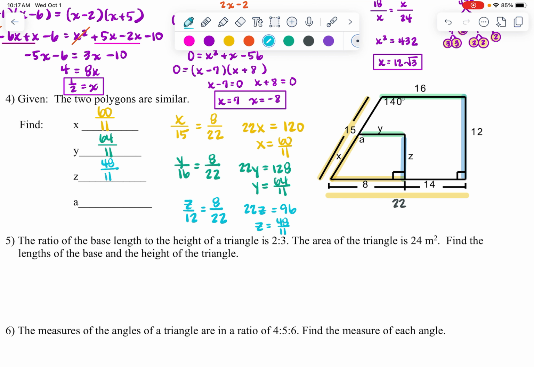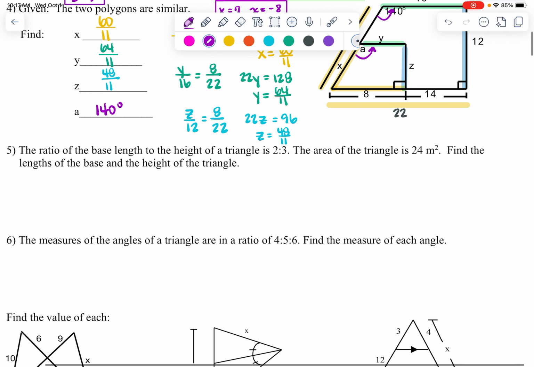Okay. Then the last one is it wants us to find A. That is referring to angle A, by the way, right? And so we know that similar figures have congruent corresponding angles. So that means A is going to be the same as his little corresponding buddy up at the top. So 140 degrees would be his value.